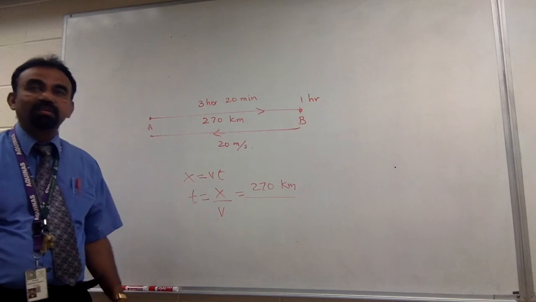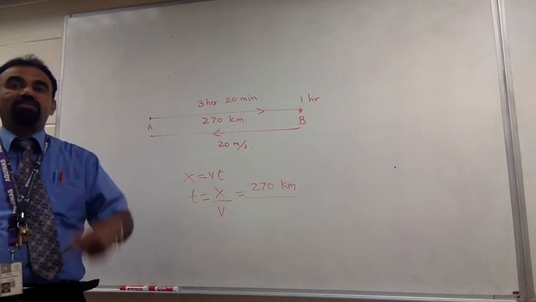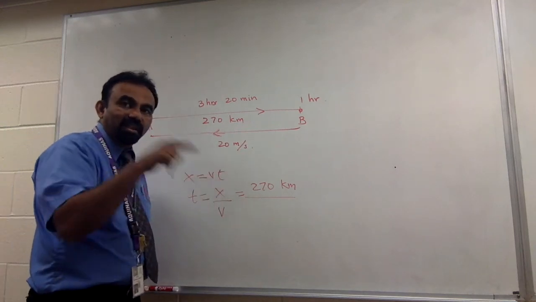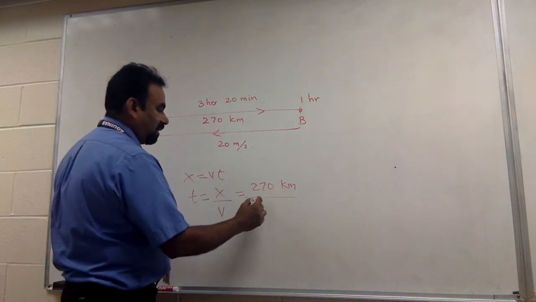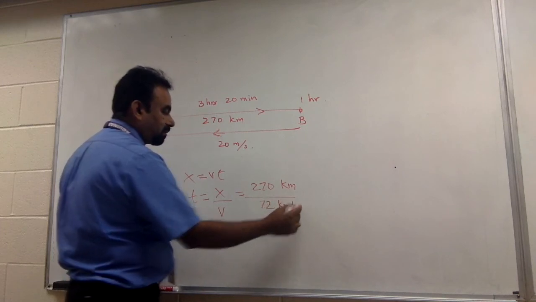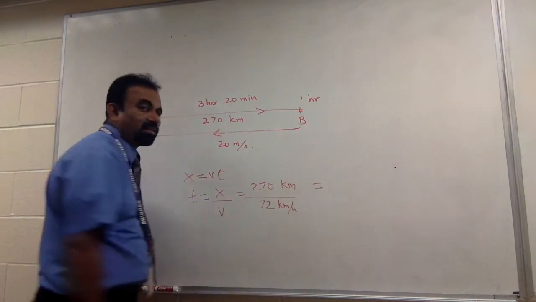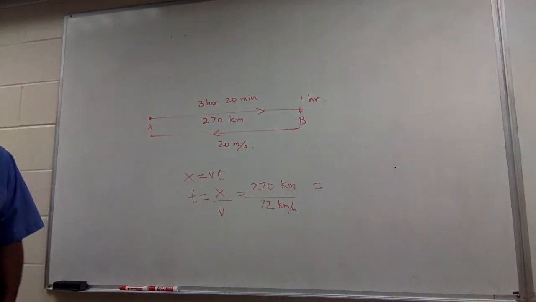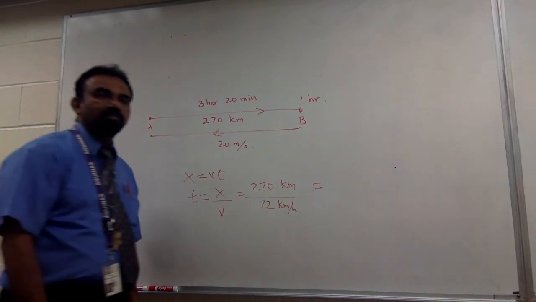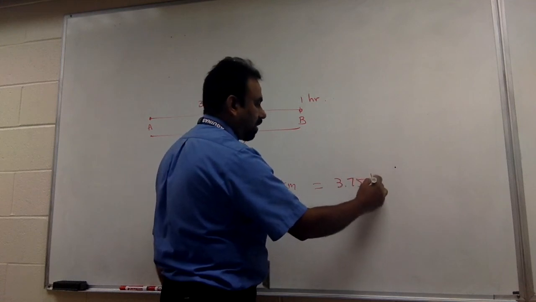So what do you do then? Multiply by 3.6. So multiply this with 3.6 and then you will get 72 kilometers per hour. Now you can divide it and that will get you the answer in hours. How much is that? 270 divided by 72. 3.75 hours.